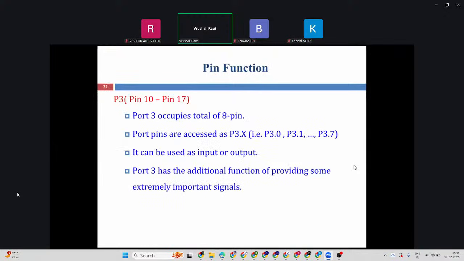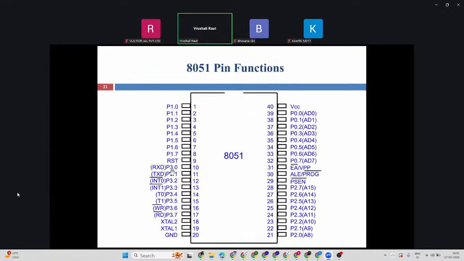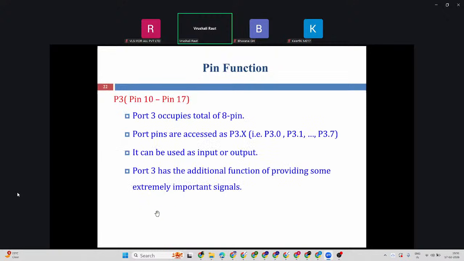We have checked port 3. We started from port 3. It is an 8-pin port. It can be used as input output, and port 3 has an additional function of what? Providing some extremely important signals. These are very important signals of timer, interrupt, TXD, RXD. This is for serial communication. This is for external memory access. So this is port 3. It has the additional function of providing some very important external signals, right?